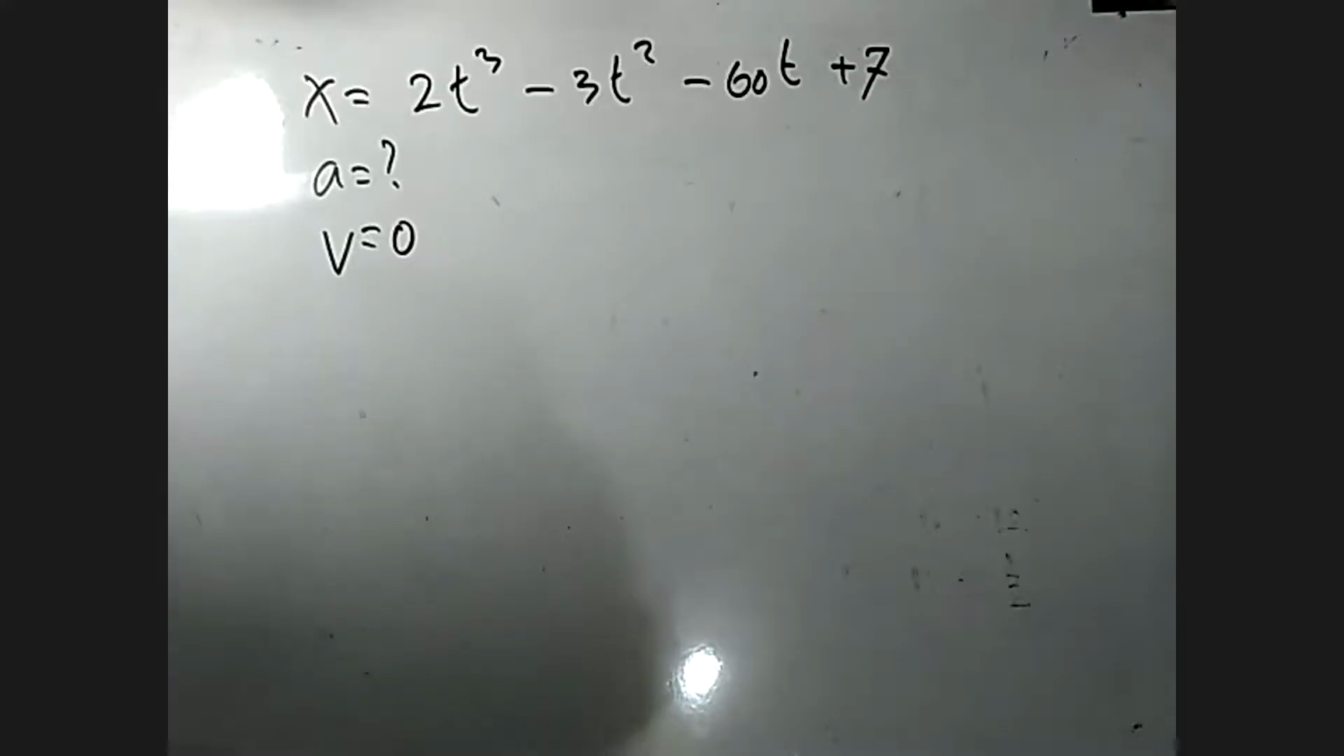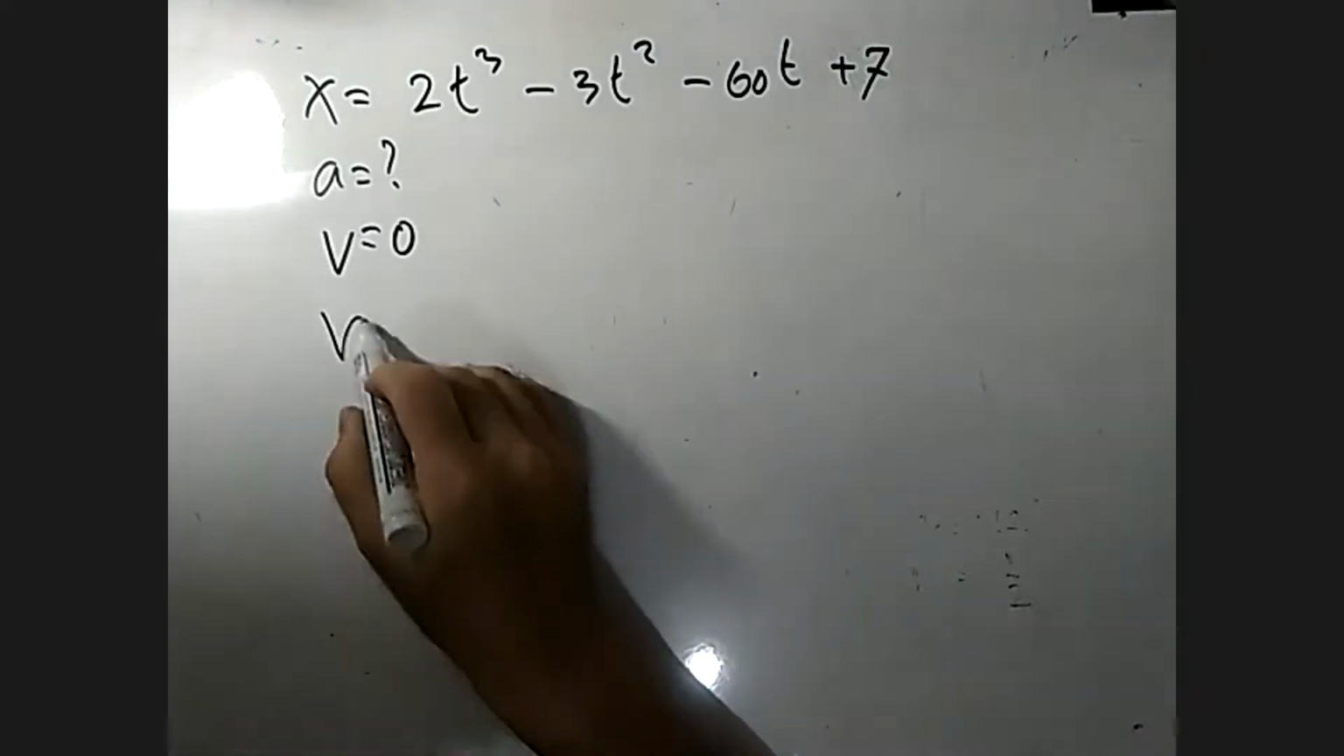Okay, so here it is. This is what we want. X is 3 cubed minus 3t squared minus 63 plus 7. They're asking what is A when V is 0. Okay, so Shannon, your first task will be to find me the formula for V.